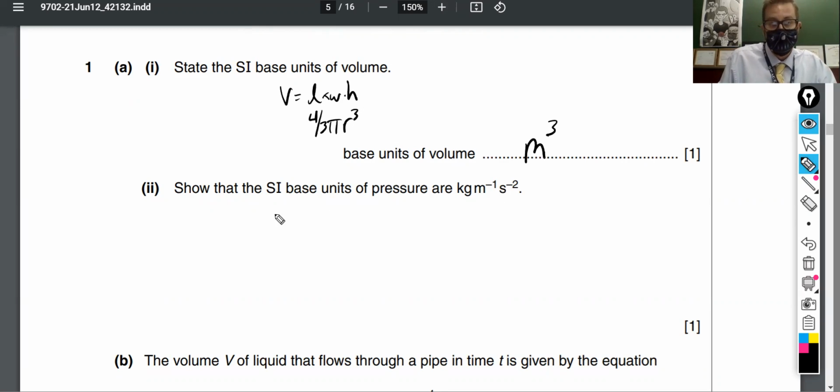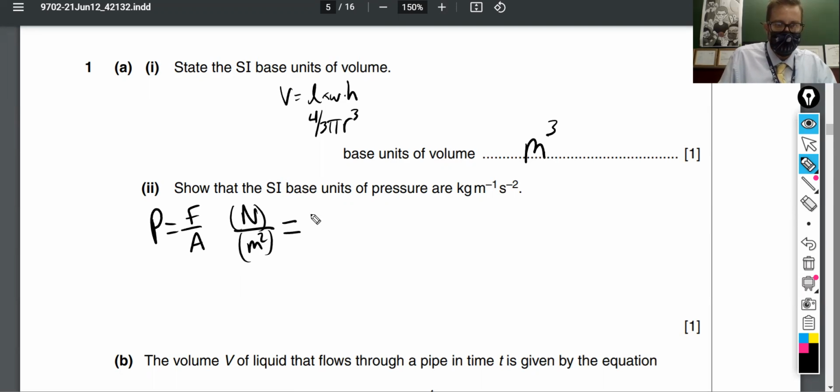Show that the SI base units of pressure are kilograms per meter per second squared. That comes from the fact that pressure is force per area. Force is measured in newtons. Area is measured in meters squared. I mentioned a moment ago that this is called a Pascal. A Pascal of pressure is equal to a Newton per square meter.